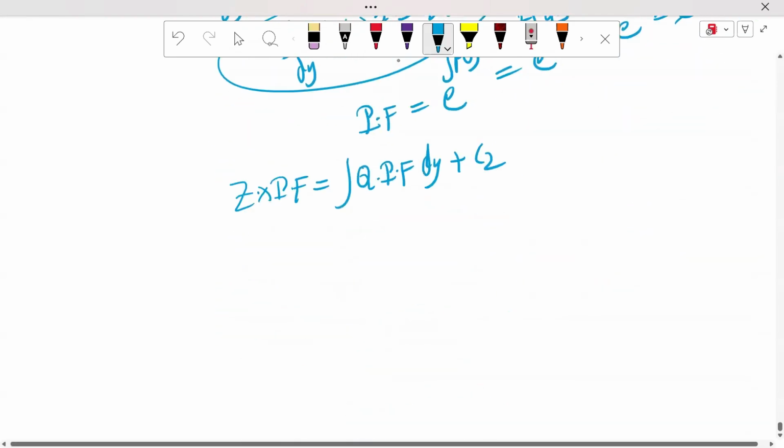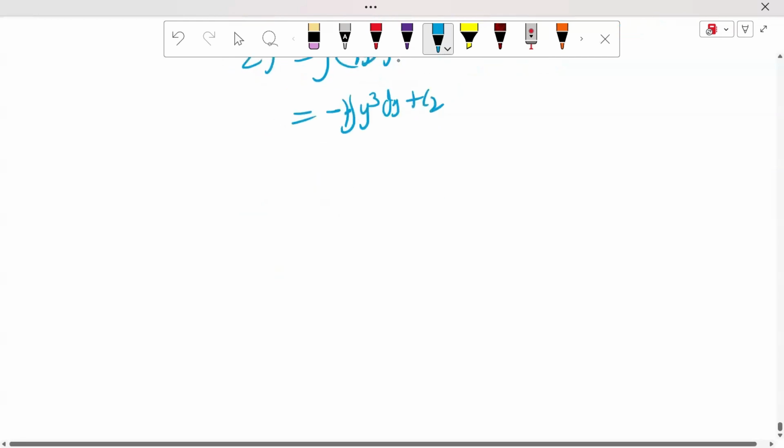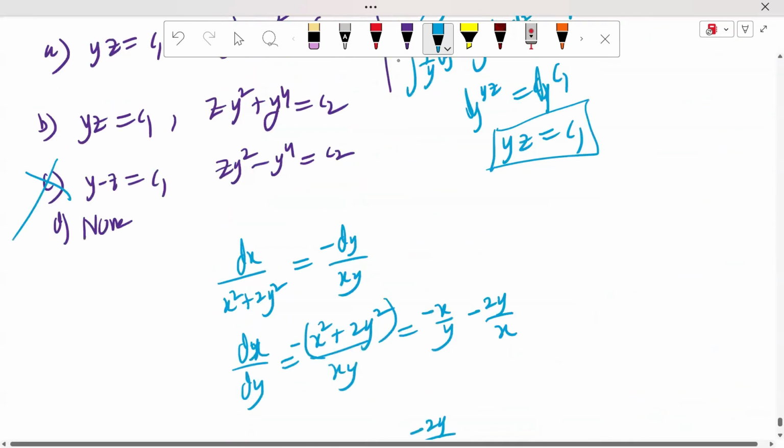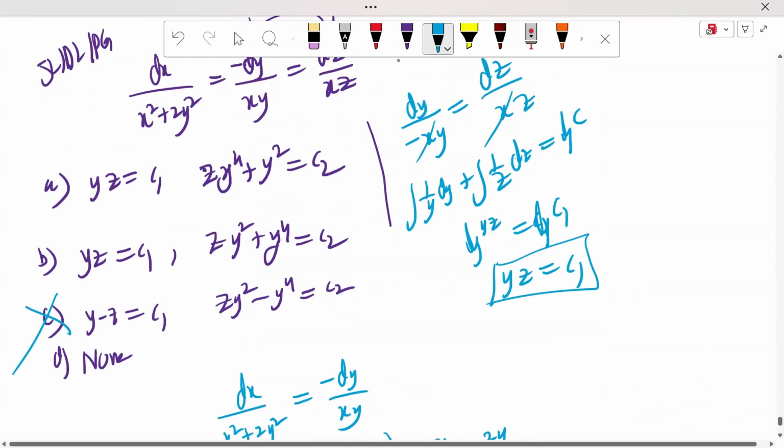So finally z into y square is equal to integration minus 4y into y square dy plus c2. It is nothing but minus 4 into y cube dy plus c2, which is minus 4 into y power 4 by 4 plus c2. The 4 cancels here. So z into y square plus y power 4 is equal to c2, which is the required solution. Option B is the right answer.